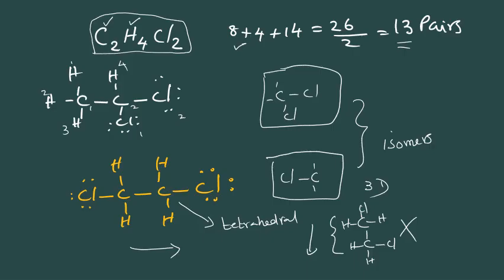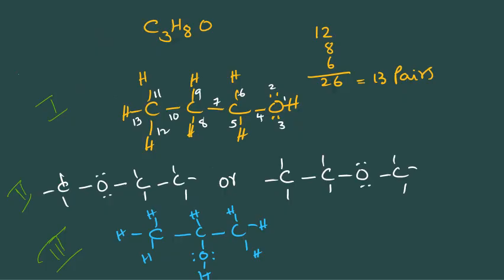So it depends on how many are there. So please pay attention to that as well. And another example is C3H8O. So again, we have to calculate. Again, it is coming 13 pairs, right?